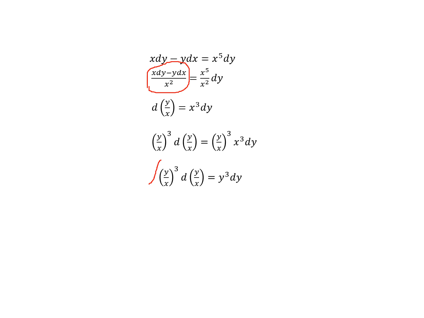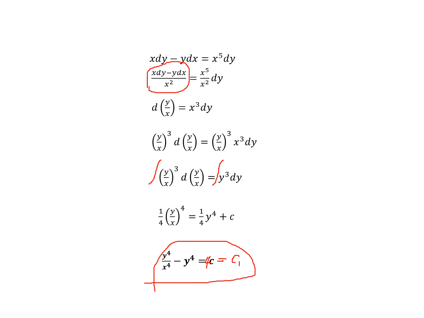That's the integral. You will have u to the n du, which is just y over x to the fourth over 4, equals 1 over 4 y to the fourth plus c. Multiply by 4, and you get y over x to the fourth minus y to the fourth equal to 4c, which is just equal to another constant. Let's call that c sub 1. So we have our general solution.